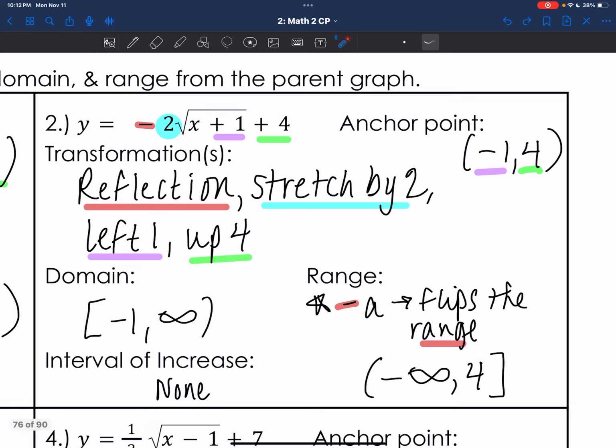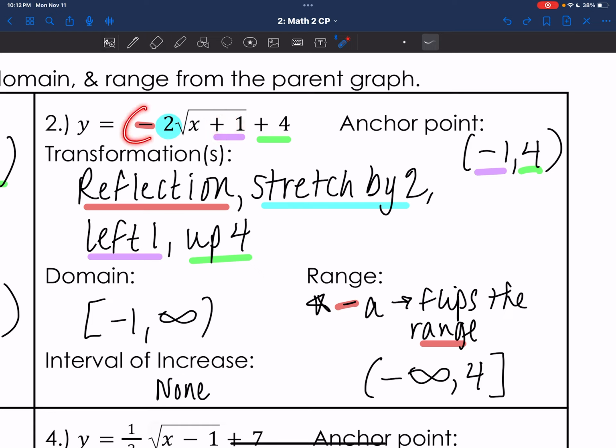And then here, this one's a little different because now this has negative 2 out front. And then you have your radical, you have your plus 1. But remember, it's really minus a negative 1. So let me try that again. Minus a negative 1, parentheses. And then you've got your plus 4.